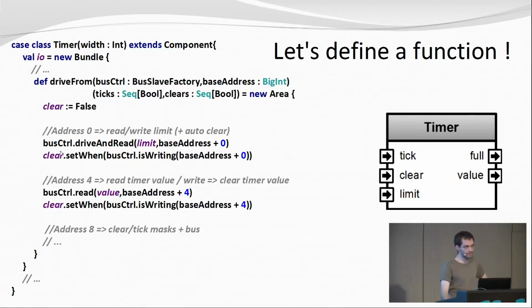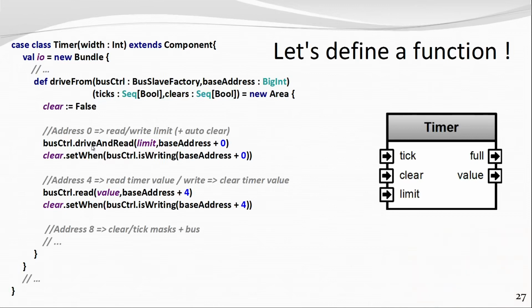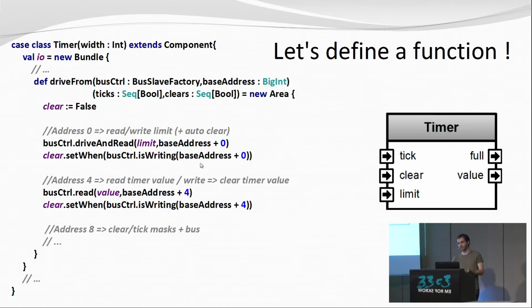And then you can say, I want my bus controller to be able to drive and read the IO limit of my timer at the base address +0. So basically here you are saying that the IO limit is a register of this bus slave factory that you can access at address 0, and your bus will be able to read it, but it will also take control of it. It will be able to drive it. Then you can say you want to be able to set the clear flag of the timer when the bus controller is writing the base address +0.